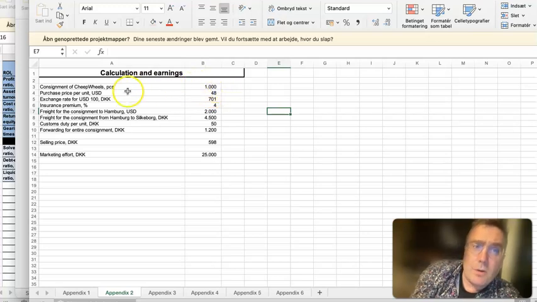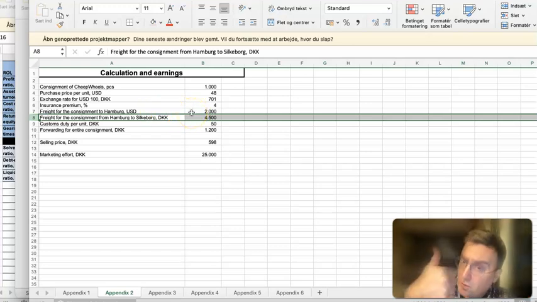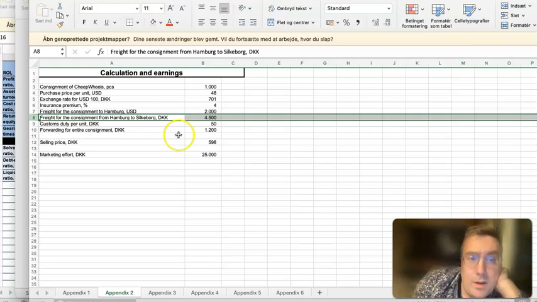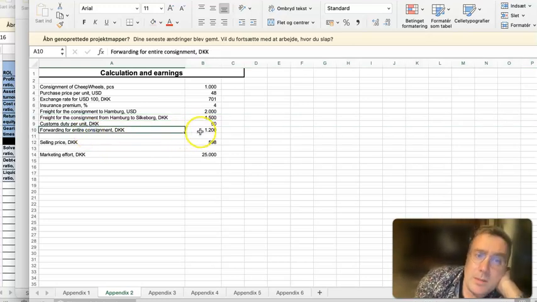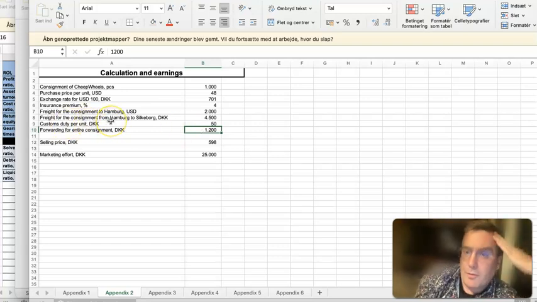A good idea is, of course, to remember to read everything precisely, because, for example, here, the exchange rate for US dollars, etc. Stick to what you've known. And there will always be something where, for example, here, freight from the consignment of Hamburg to Silkeborg is 4,500, but freight from consignment of Hamburg is US dollars 2,000. So you have US dollars, and then you have to calculate in kroner also. Forward the whole entire assignment, etc. DKK 1,200. Customs duty per unit, for example, 50 kroner. All of these things need to be calculated.